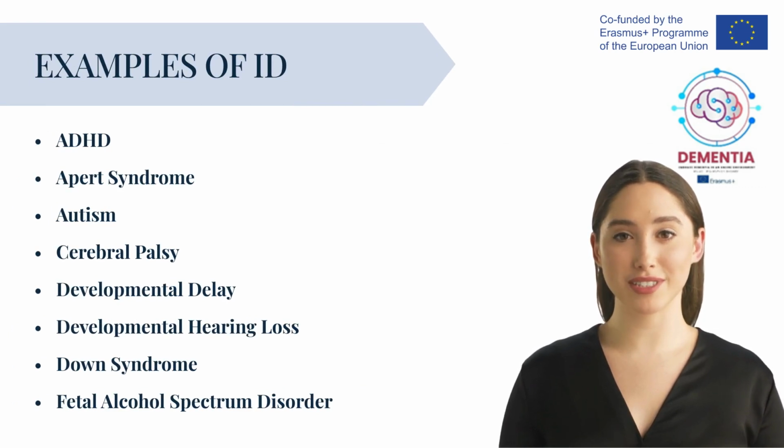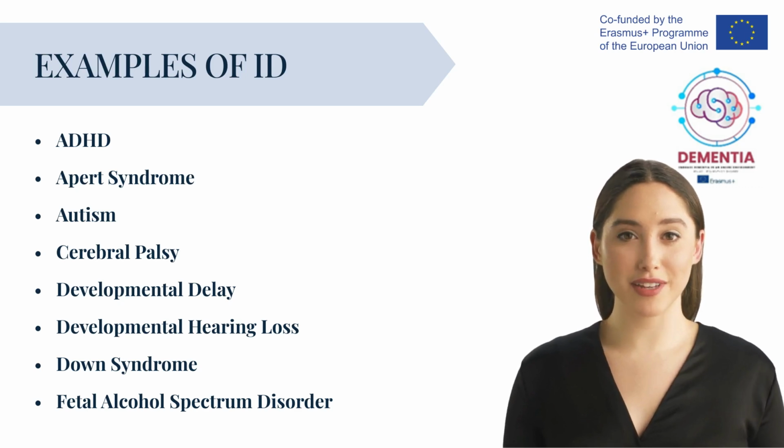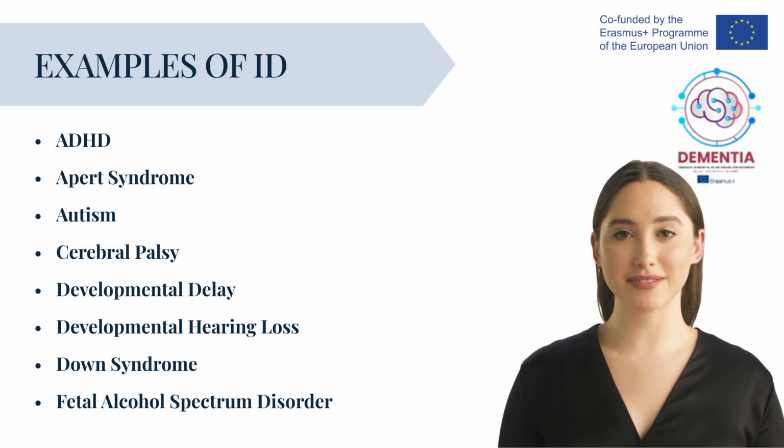Examples of intellectual disability. Here is a list of potential intellectual and/or developmental disabilities: ADHD, Apert syndrome, autism, cerebral palsy, developmental delay, developmental hearing loss, Down syndrome, and fetal alcohol spectrum disorder.